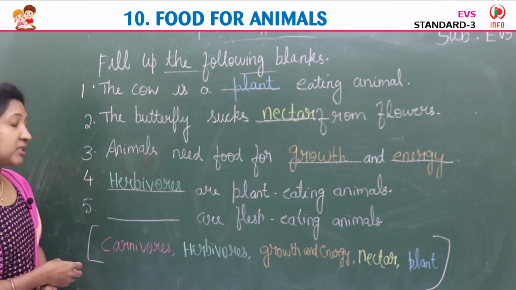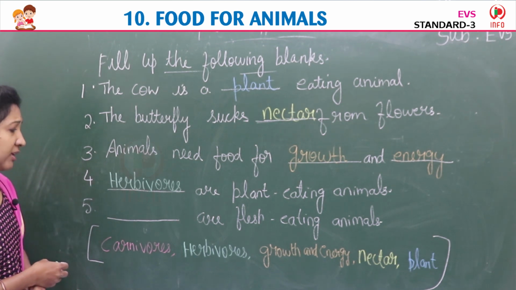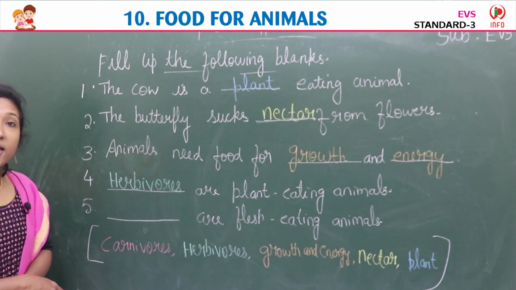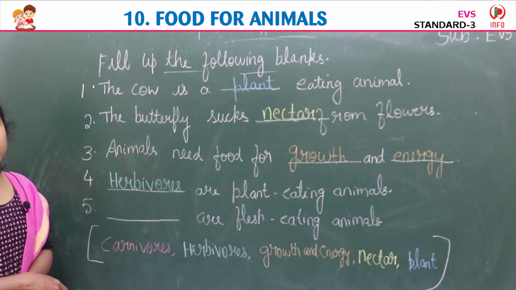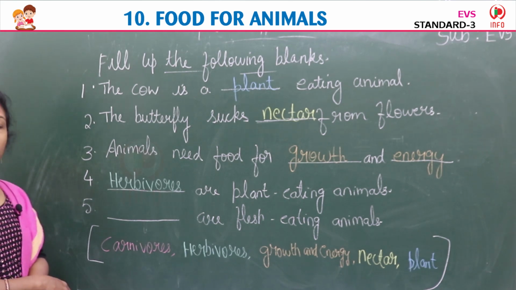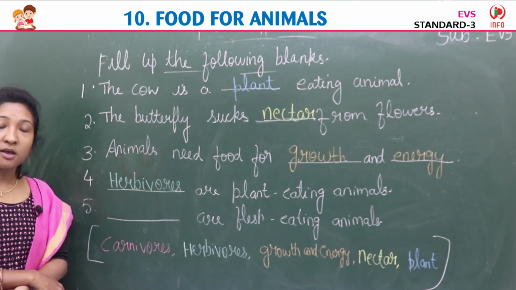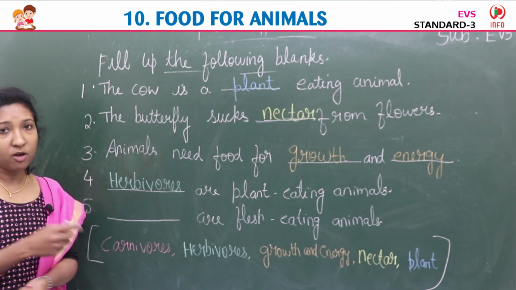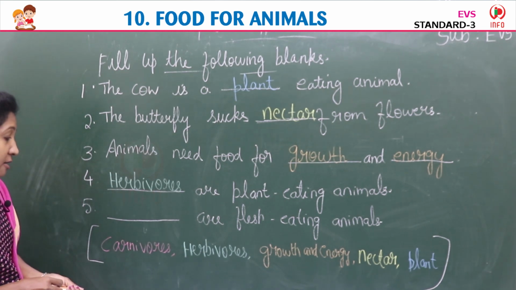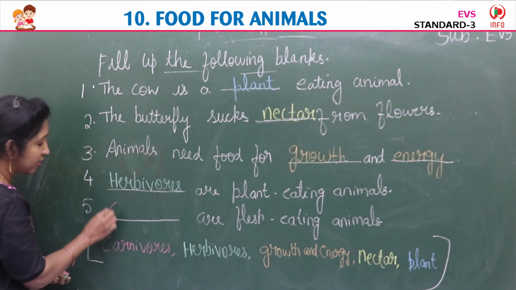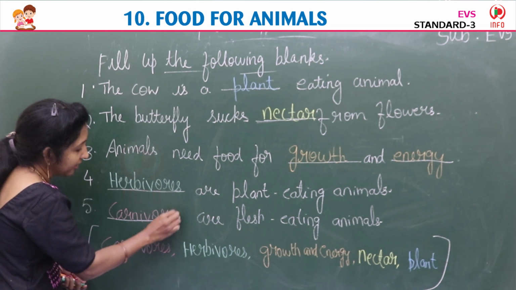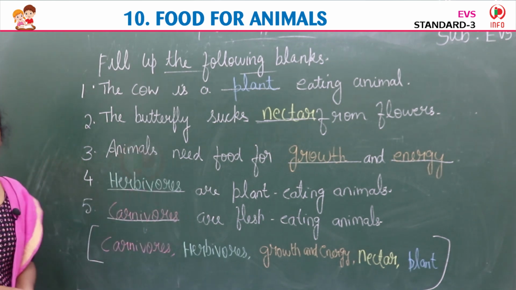What is the question? Read, children. Fifth question is, dash are flesh eating animals. Herbivores, carnivores or omnivores? Yes, carnivores are flesh eating animals. Okay. Carnivores are flesh eating animals.